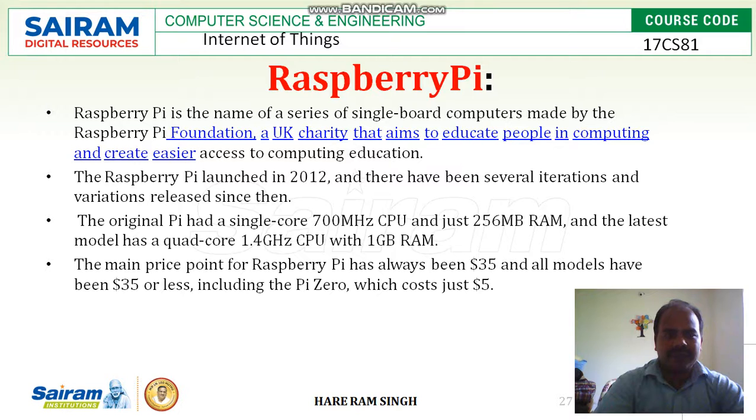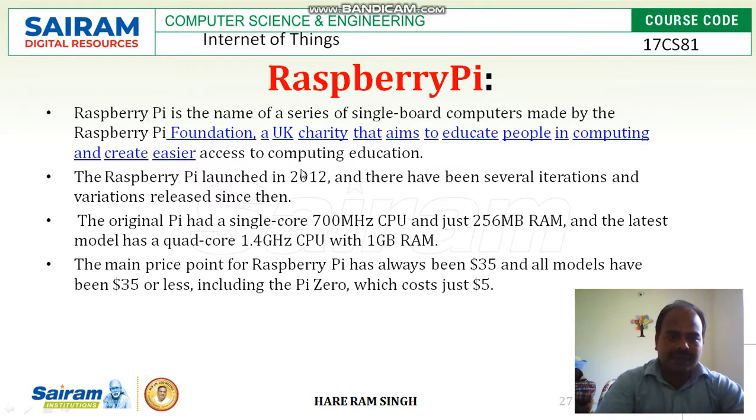So it was developed by the Raspberry Pi Foundation, which is a charity in the UK, and their aim is to give education to the people in computing and create easier access to computing education. So it is a small type of computer which will have all the things. It will have a memory. It will have a hard disk. It will have a motherboard. It will have a CPU and all those things.